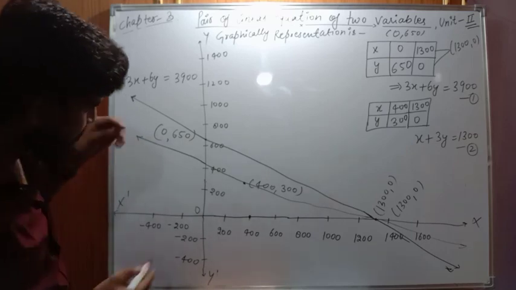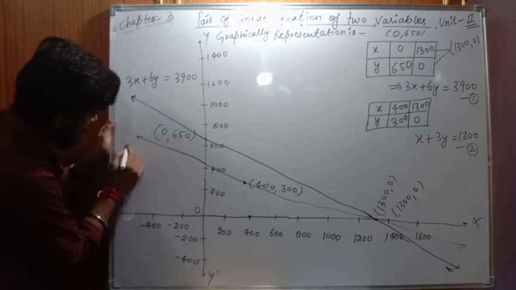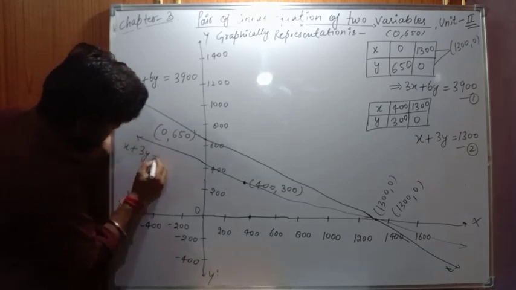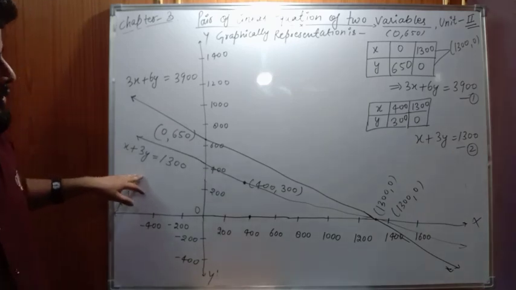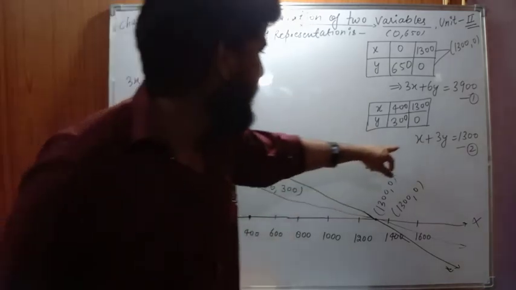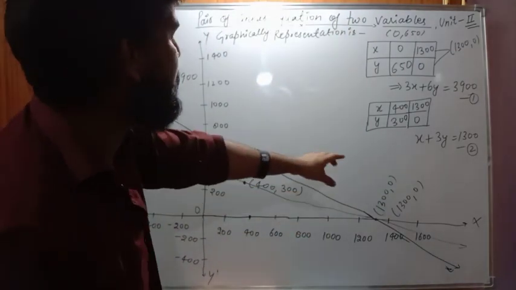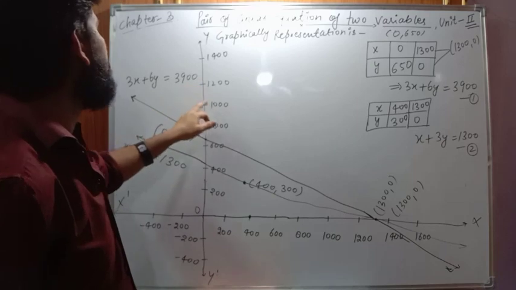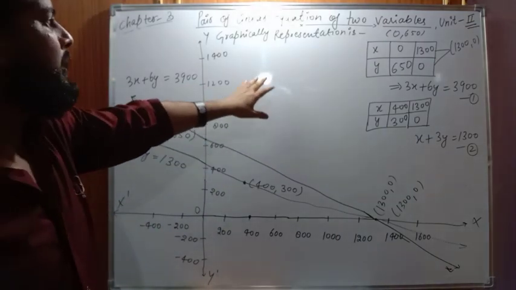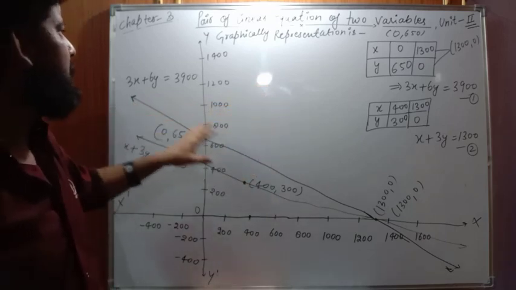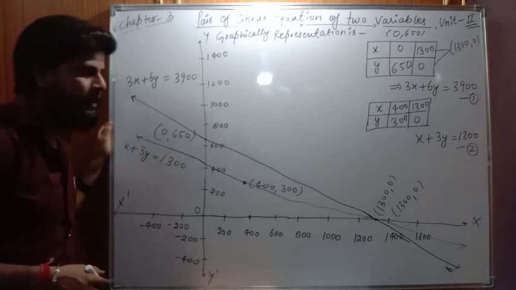Here we will write the equation, that is x plus 3y equals 1300. So this line represents the equation x plus 3y equals 1300, and this line represents the equation 3x plus 6y equals 3900. So in this way we form the graph. One question is remaining in the exercise. Please complete that question. Hope you understood the question.